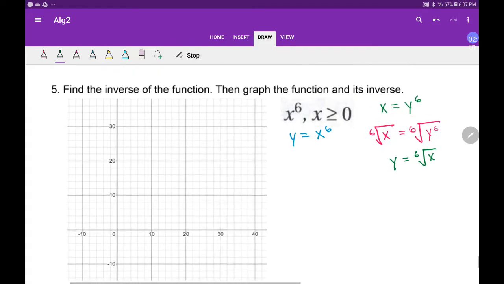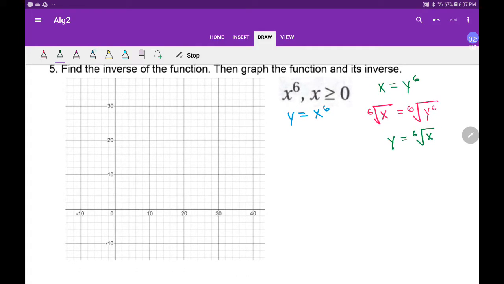Alright, so I gave myself a little bit more room here. And I'm going to say, what happens when x is equal to 0? Well, obviously y is 0. And what happens when x is equal to -1? Well, I get a positive 1 because that's an even exponent. And what happens when it's -2? Well, I get 64.